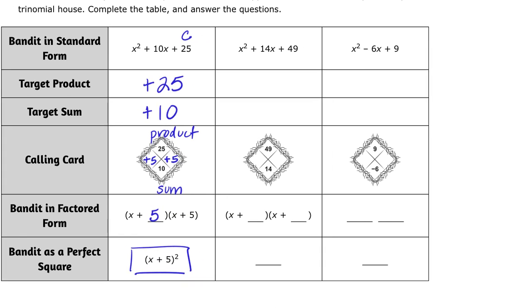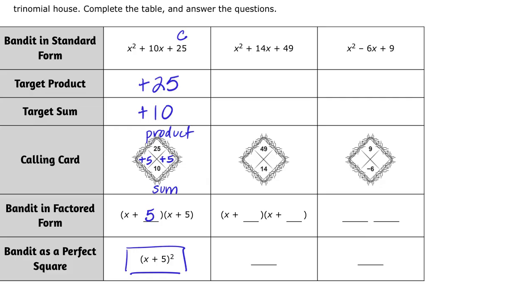All right, let's try the next one. Same idea here. We have a positive 49 and a positive sum of 14. So what would be the two factors of 49 that would get a sum of 14? This looks like 7 and 7. So this would be x plus 7 times x plus 7, or we would say x plus 7 squared.